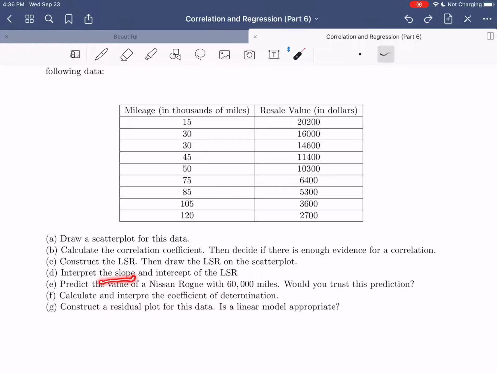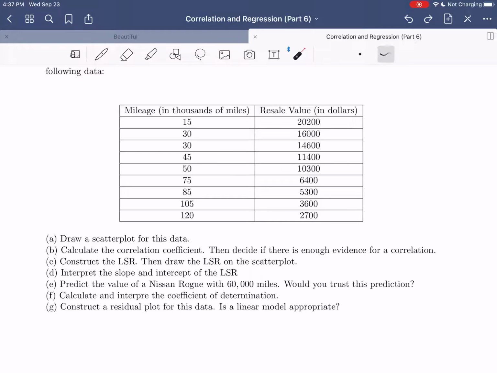We'll talk about what the slope and intercept, the two components of the LSR, mean in this context. We'll use the LSR to predict the value of a Nissan Rogue with 60,000 miles, and we'll talk a little bit about whether or not we would trust this prediction. We'll calculate and interpret the coefficient of determination, which remember was a measure of predictive power, and then we'll construct a residual plot for this data, and we'll actually try to determine is the choice of a linear model appropriate.